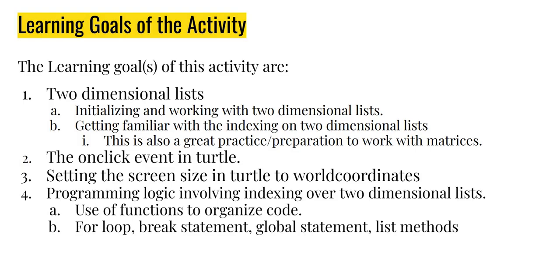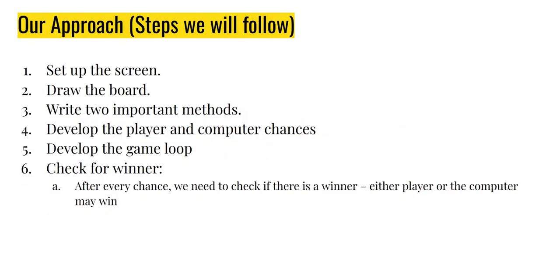Just before I wrap this up and get started to the next video, the steps we'll follow will be to set up the screen first. We draw the board, basically the board that you saw. We will write two very important methods to sort of become the base of the game. One is to figure out what is the lowest row in a given column and what are the columns available. Now, the use of these methods again is quite natural when you think about how the game actually plays when you play it in, let's say, the physical world. We will then develop the player and the computer chances, develop the game loop, and then check for the winner.